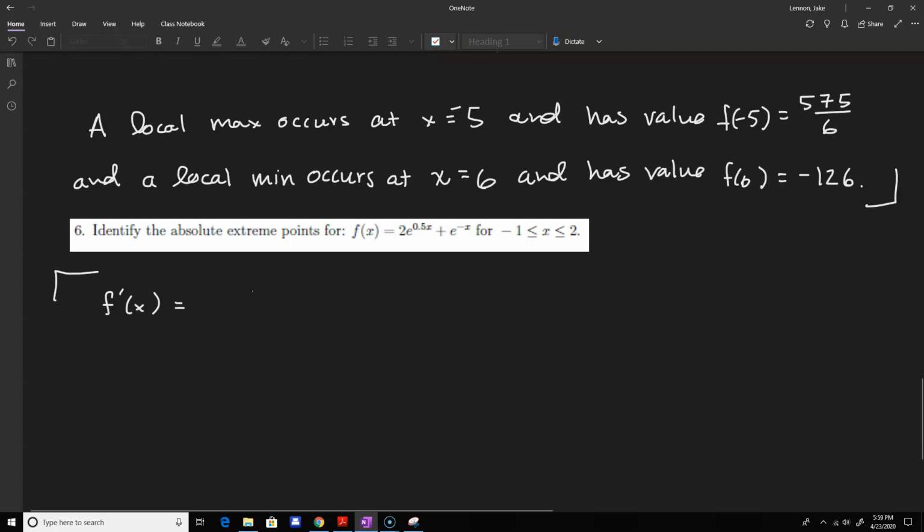So just bring down the constant and multiply it by the factor. So 2e to the 0.5x would be the same thing, but you'd multiply by the 0.5 in front. So you end up with e to the 0.5x. And then when you take the derivative of e to the minus x, that's just minus e to the minus x. Okay, so to find the critical point, we want to set this equal to 0 and solve.